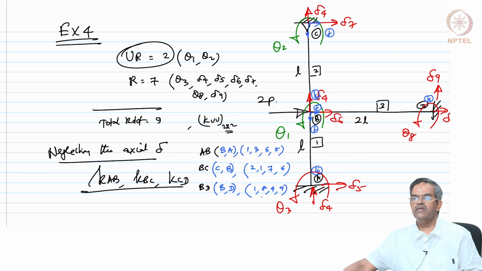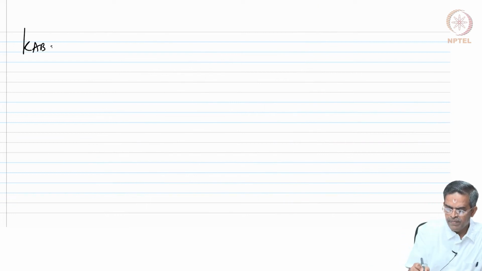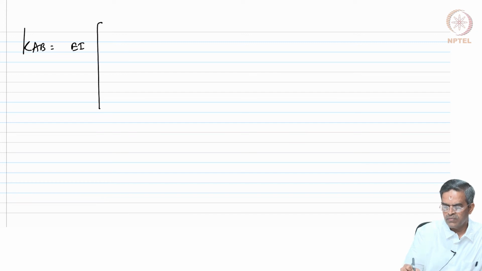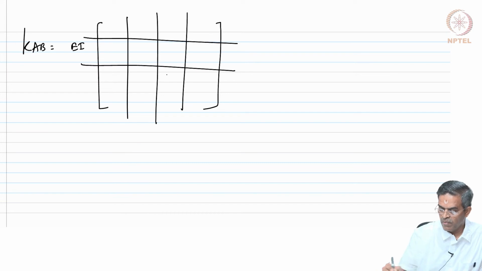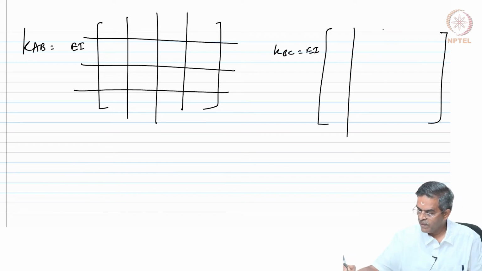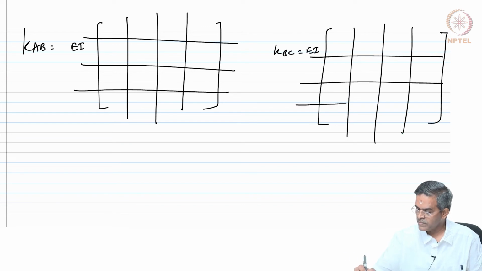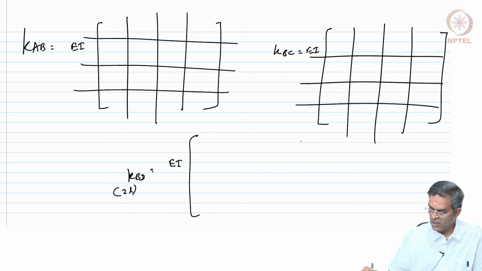I do not think we have any difficulty in writing the stiffness matrices for all the 3 members. Let us quickly do that. So, I should say KAB is EI times of, similarly KBC is EI times of, similarly KBD is EI times of. Remember, this is of length 2L. So, be careful about the length.